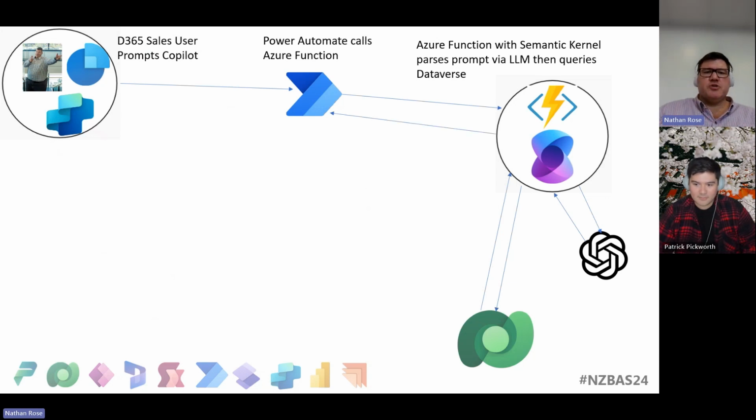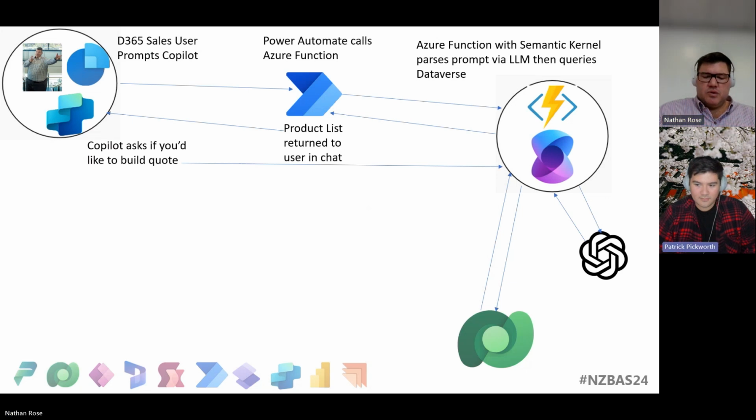So we're simply going to reply via the same flow that we called when we prompted it, and we're going to return this list of products to the user in the chat. The next thing we need to do is generate a quote. So Copilot's going to ask if you'd like to generate a quote. And again, Semantic Kernel is going to call Power Automate.